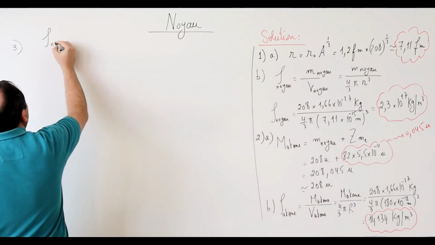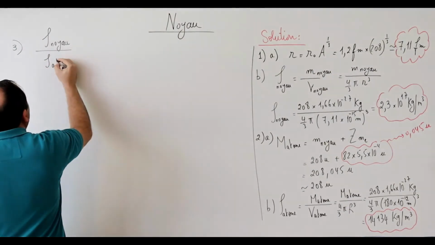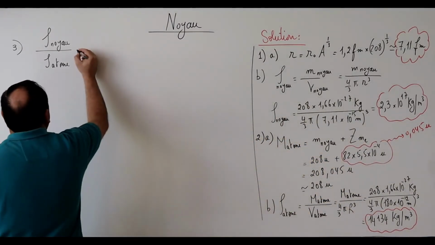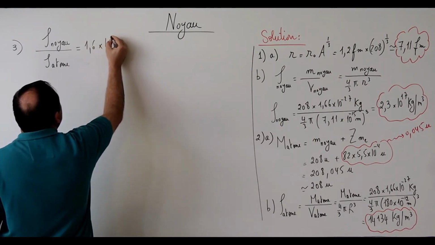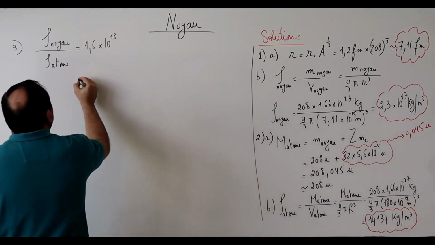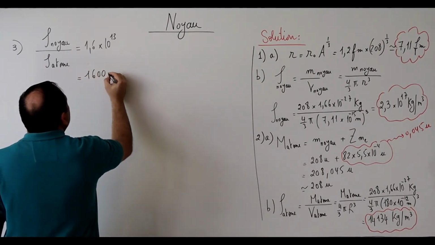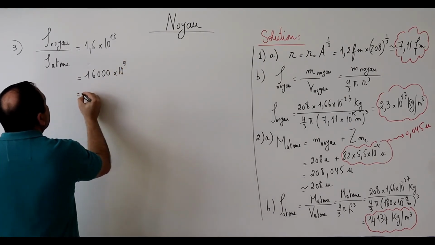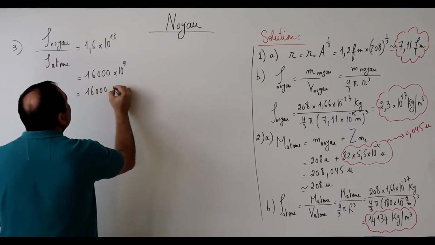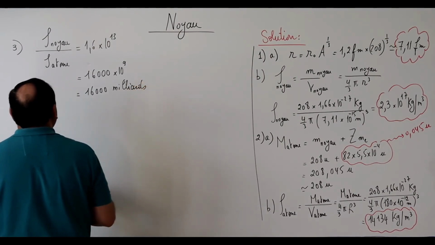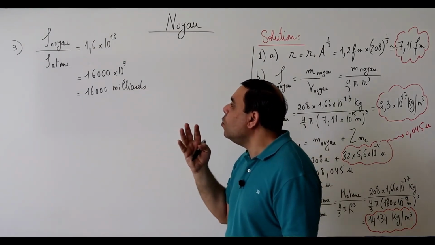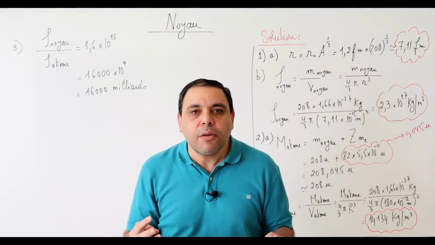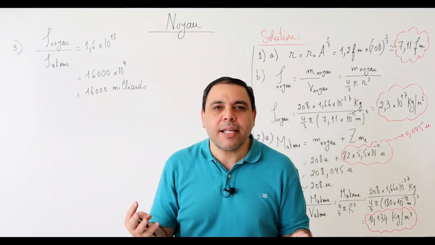Rho of the nucleus over rho of the atom. If we divide this by this, we obtain 1.6 times 10 exponent 13, or 16,000 times 10 exponent 9, or in other words 16,000 billion. Hence, the density of the nucleus is 16,000 billion times greater than the density of its atom. This is an extraordinary result. How can we explain this?